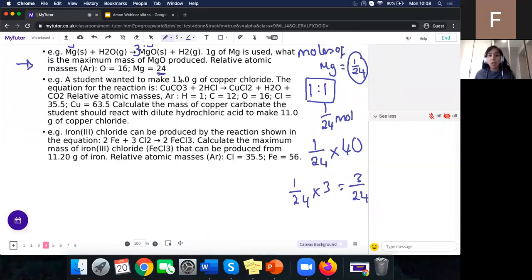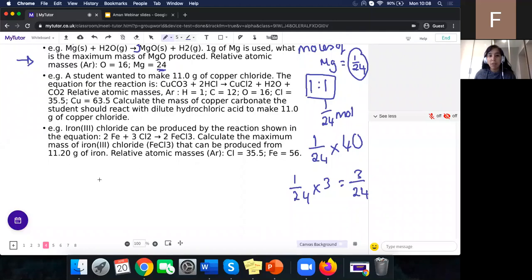So again, we can use the number of moles to help us. If we calculate the number of moles of copper chloride, we can then use our equation to see the ratio to calculate the number of moles of copper carbonate. So copper chloride has a mass of 11. So the number of moles equals 11 over the MR, the relative formula mass of copper chloride. We've been given the atomic masses. So it's 63.5 for copper plus chlorine times 2. Chlorine's got 35.5, so 2 of those.